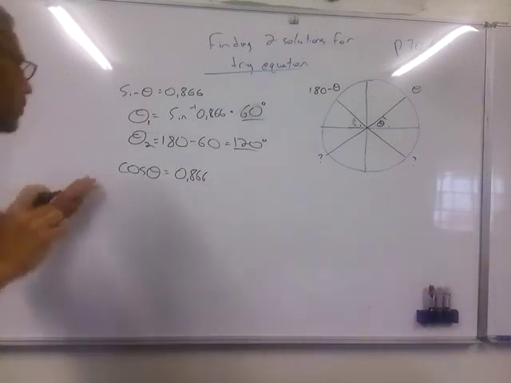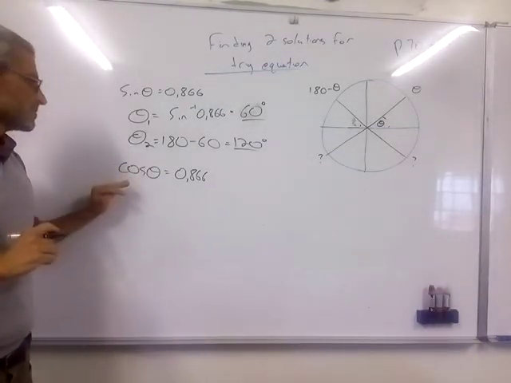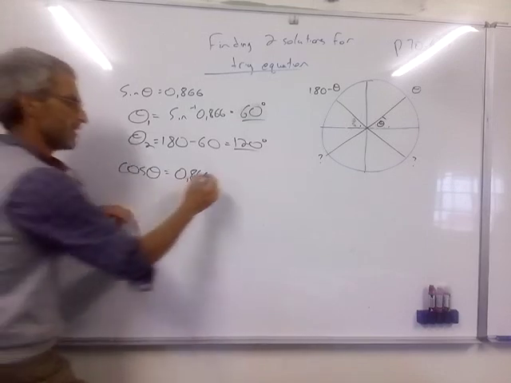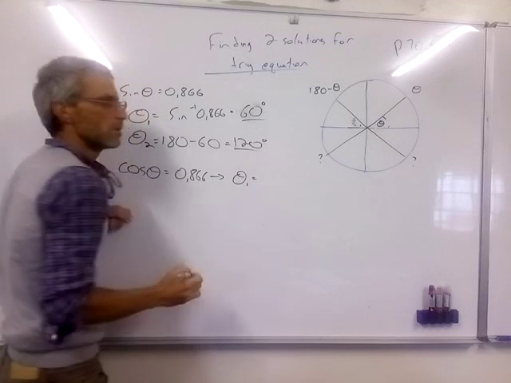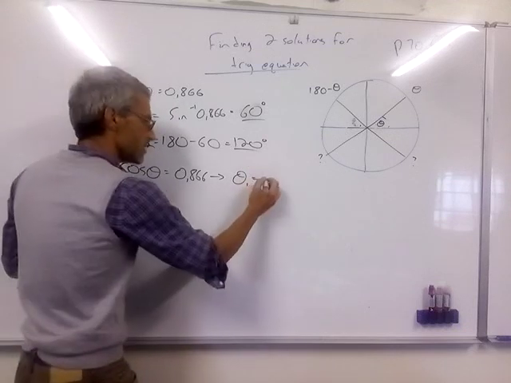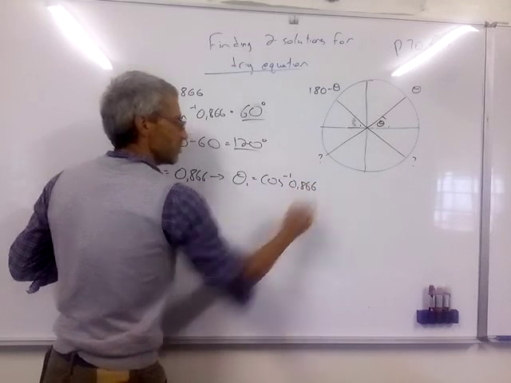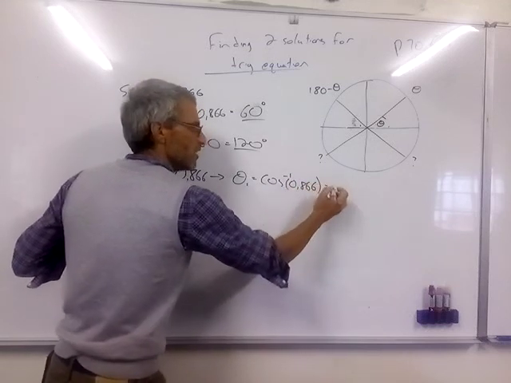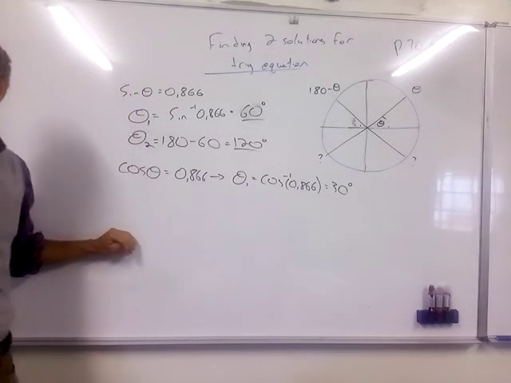Okay, so now we're going to do the similar thing for cosine. Cosine theta is equal to 0.866. How do we find the first solution? Same as we've been doing. Cosine inverse of 0.866. Somebody needs to punch that in the calculator, please. 30 degrees. It's actually a special angle.